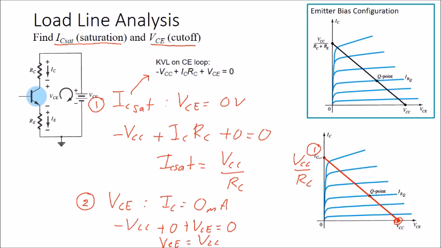Let us compare with the emitter bias configurations. The IC saturation for emitter bias configuration is VCC over RC plus RE, but for the fixed bias configuration this point is the same. What is the difference? The difference is RE. For the fixed bias configuration, again as I mentioned, the value of RE is 0 ohm.